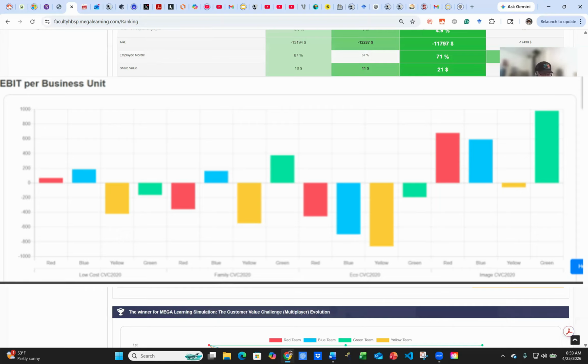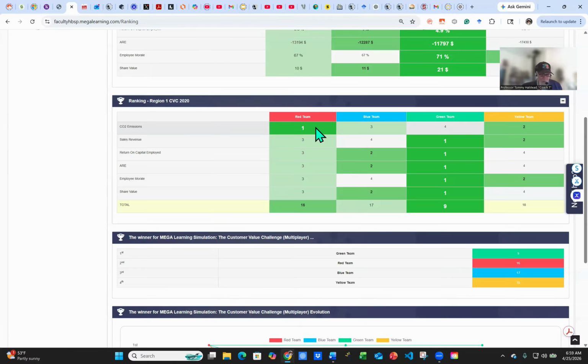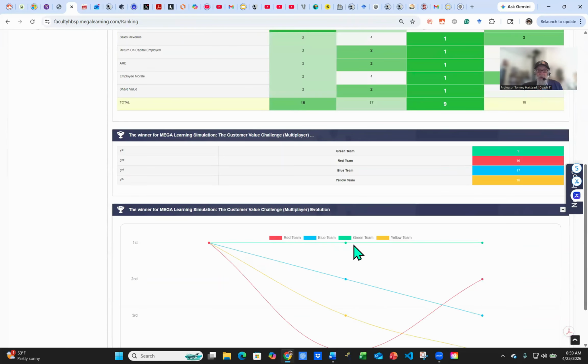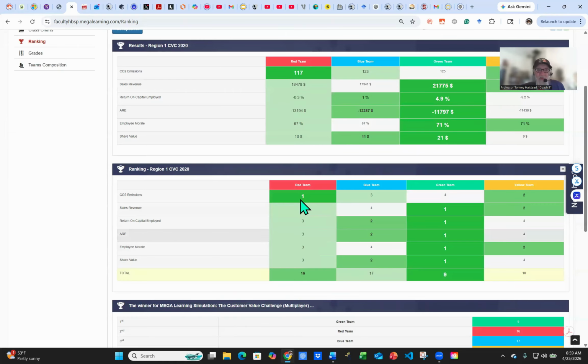They were also positive in low cost and they came in second in eco. So that really helped Red's position here because eco does tie to CO2 emissions, but then we can't win this with just emissions. Now these are all connected.